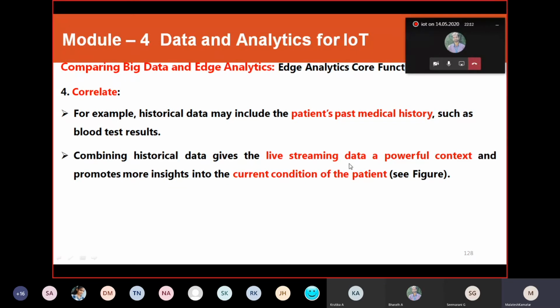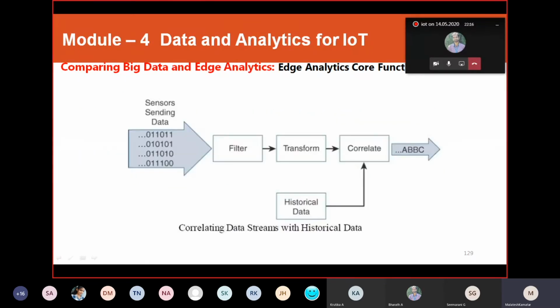Yes, this is for the patient's past medical history. For that we use all those things. Now, how do we correlate the data streams with the historical data? Look here: raw sensor data, we are combining here. We filter, then transform and correlate, and here we use past historical data together. We will produce the output. This is the edge analytics core functions, which we can use for APU.